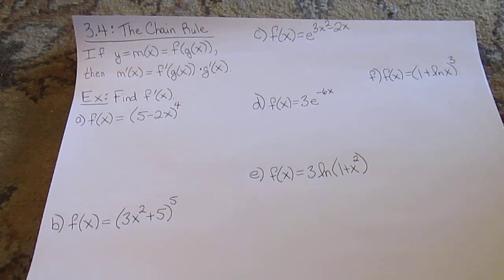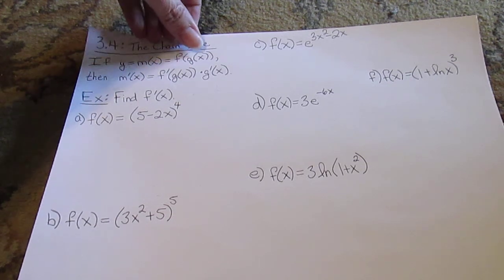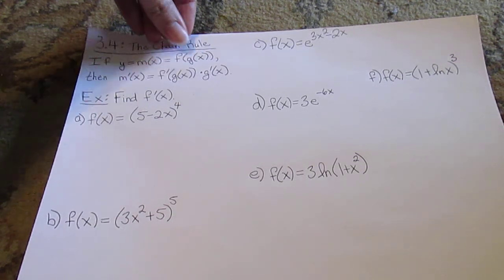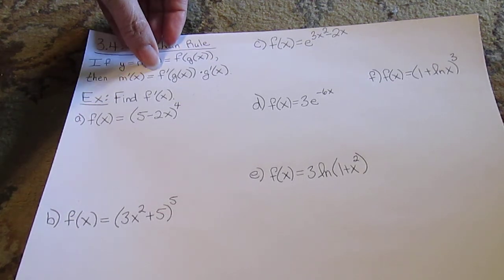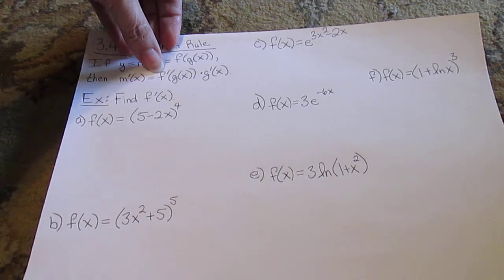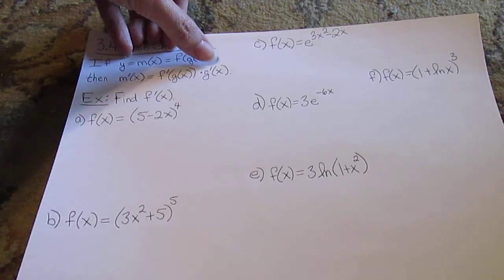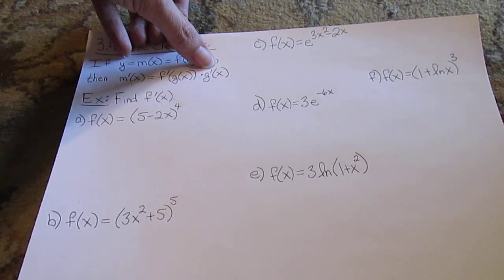If y equals m of x equals f of g of x, then m prime of x equals f prime of g of x times g prime of x. Notice what they did here. When you look at your problem, you want to look to see what function was inside of the other function. The rule tells you you're going to take the derivative of the outside function first, leave the inside function alone, and then multiply it times the derivative of the inside function.